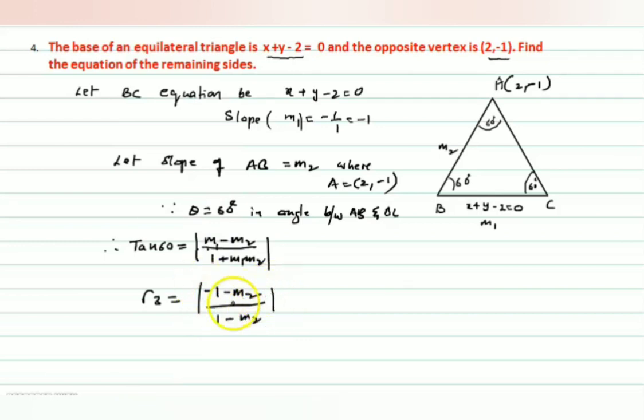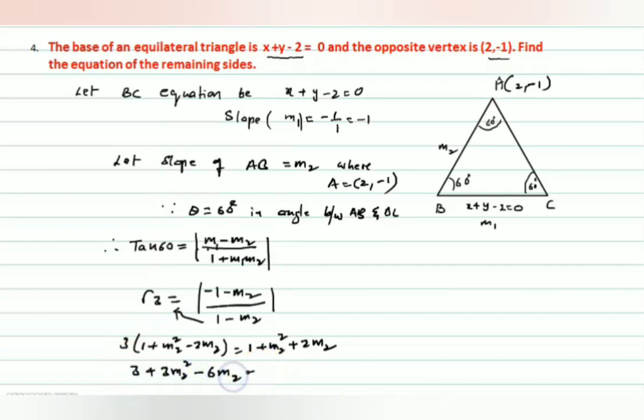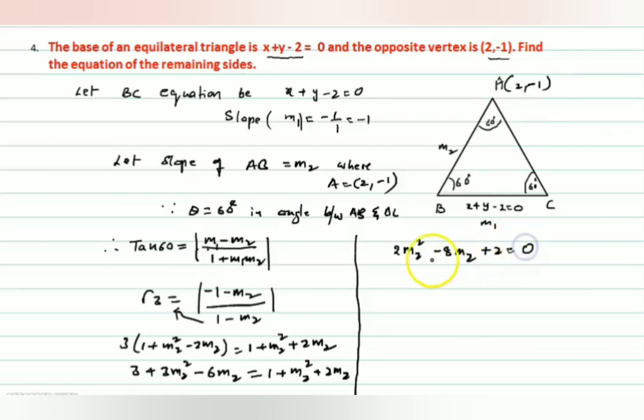Squaring on both sides, we get 3 into (1 plus m2 square minus 2m2) is equal to, since minus a minus b whole square is nothing but (a plus b) whole square, 1 plus m2 square plus 2m2. So there is 3 plus 3m2 square minus 6m2 is equal to 1 plus m2 square plus 2m2. Let us find the value of m2. So 3m2 square minus m2 square is 2m2 square, and then minus 6 minus 2 is minus 8m2, and then 3 minus 1 is 2, equal to 0. If you cancel, you get m2 square minus 4m2 plus 1 equal to 0.